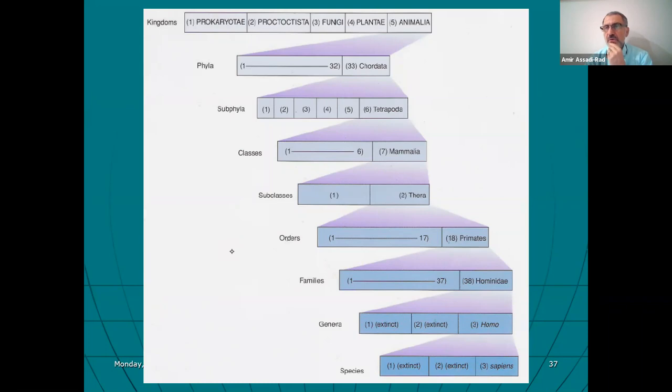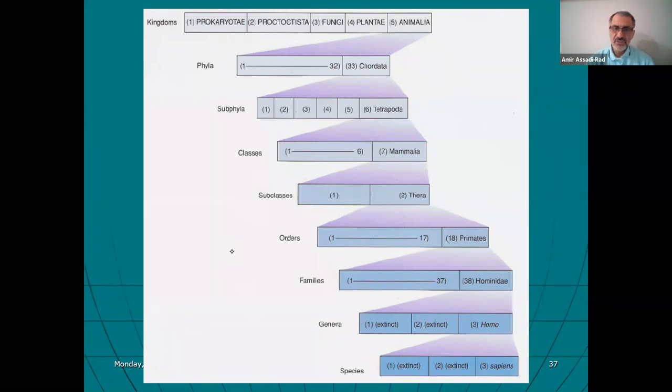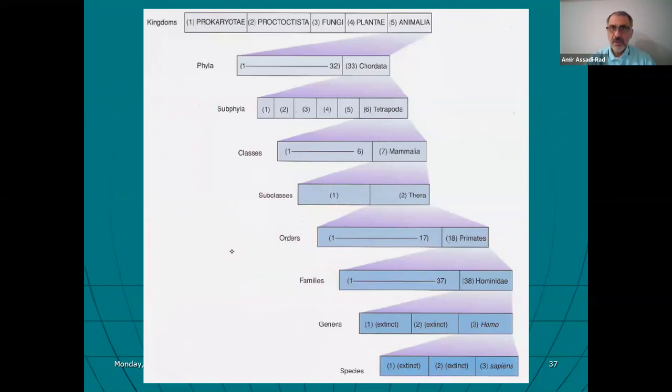Out of those 3, the only survivors are us, human, Homo, and the other 2 are extinct. And then species, we belong to sapiens, and the other 2 species in that genus Homo, they're extinct. Okay.